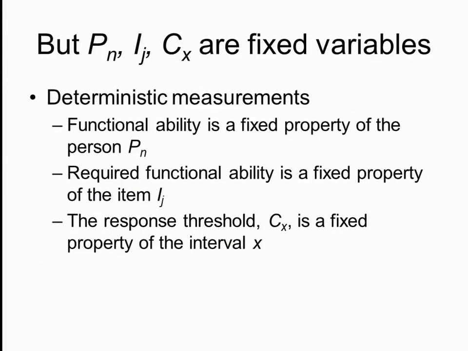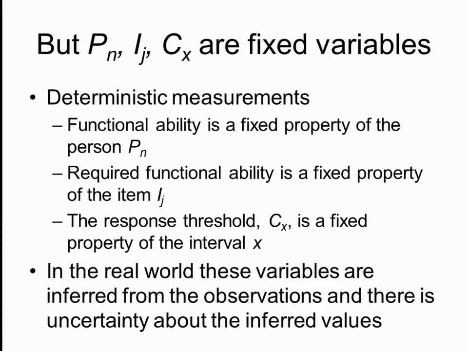But the problem here is that P, I, and C, the person measure, item measure, and category threshold, are all fixed variables. It's a completely deterministic measurement. Now, we can probably agree that functional ability is a fixed property of the person, but what we're saying here is that the required functional ability is a fixed property of the item, which may not be true, and that the response threshold, C, is a fixed property of the interval, which most certainly is not true.